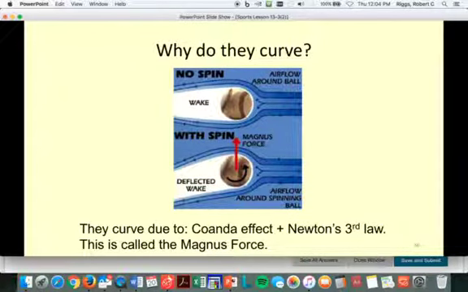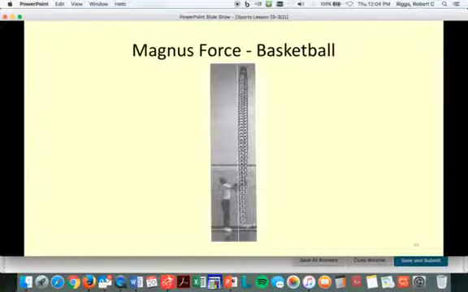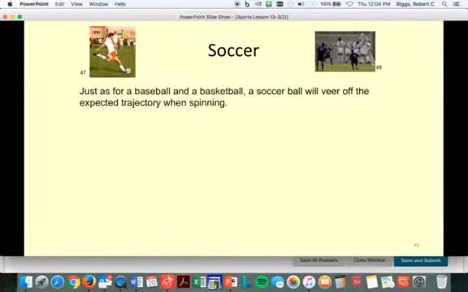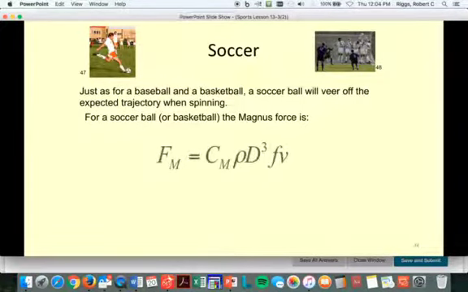We get the Magnus force. This is called the Coanda effect, and Newton's third law is called the Magnus force. Okay, it'll deflect it. The spinning causes the Magnus force, and so you get the spinning soccer ball, and it'll almost equal gravity.